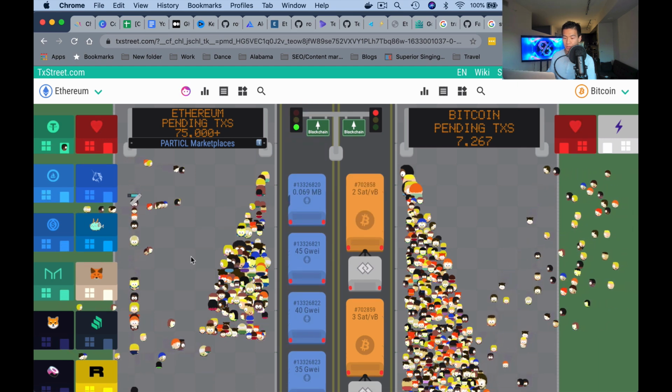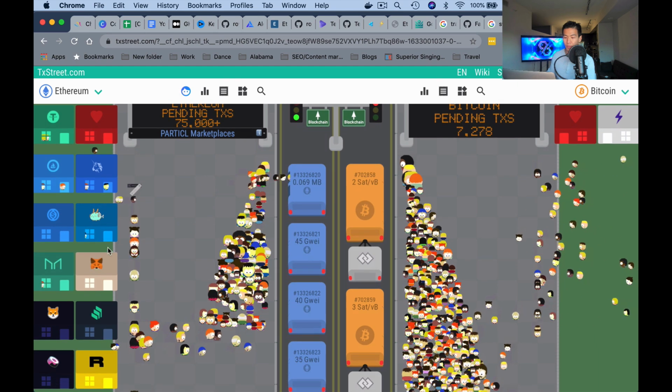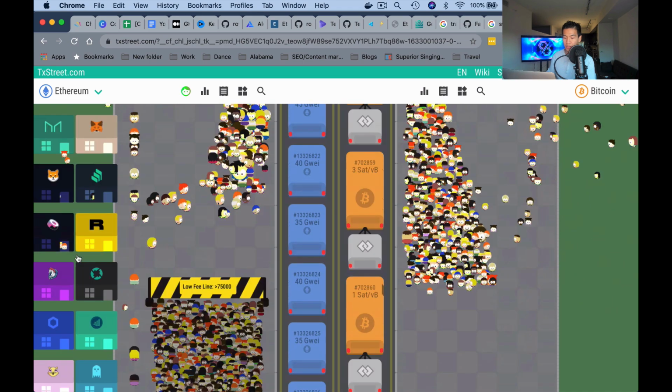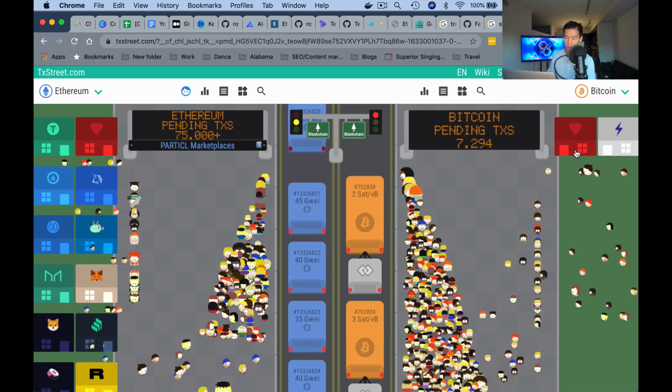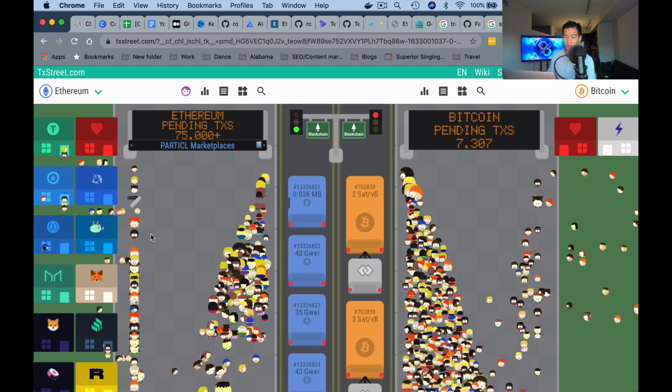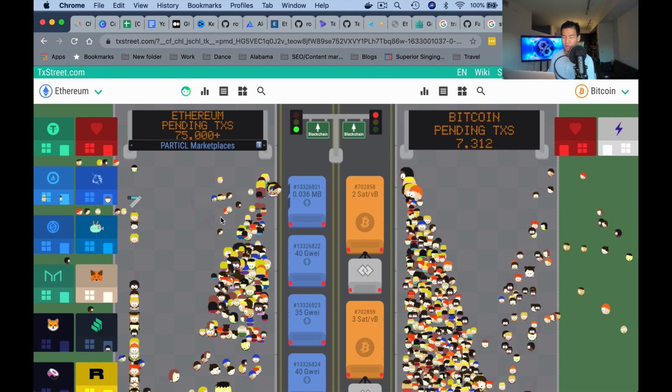So you can also see the amount of platforms that are on Ethereum. Just look at all these platforms. Whereas for Bitcoin, there's only really two. So it's a cool site to check out. Go check it out yourself to see how much better Ethereum is.